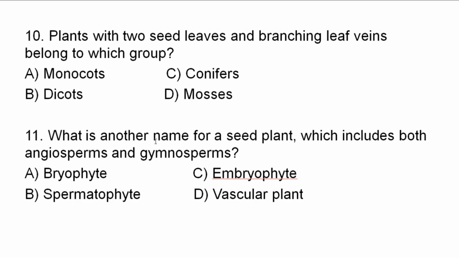Good. Question number 11. What is another name for a seed plant which includes both Angiosperms and Gymnosperms? A. Bryophytes, B. Saprophytes, C. Embryophyta, D. Vascular plants. Another name of seed plants which include Angiosperms and Gymnosperms is known as what? From the given alternatives, Bryophytes, the saprophyte, Embryophyta, or vascular plant?